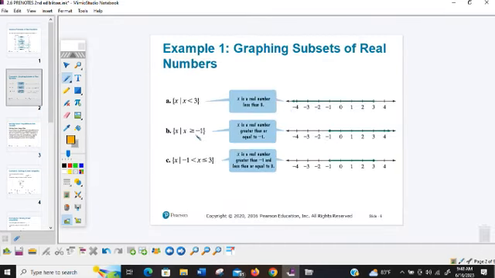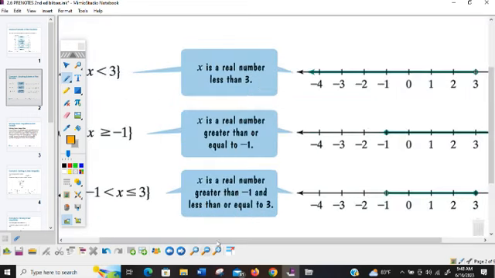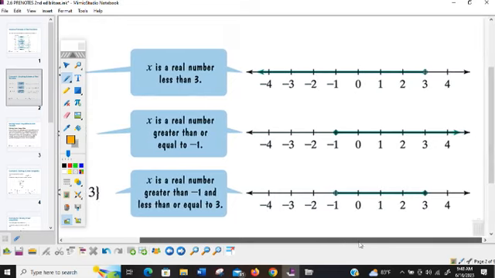The next one says x is greater than or equal to -1. So we're going to go to -1. And we're going to close that dot because of the equal to. It points to the right, so we shade to the right.